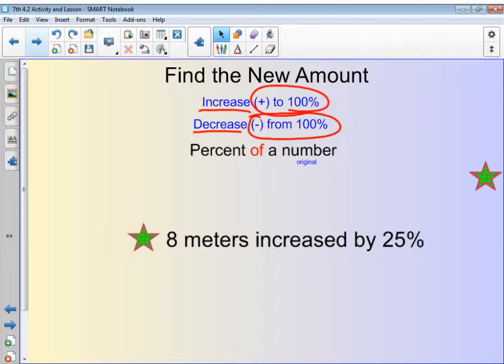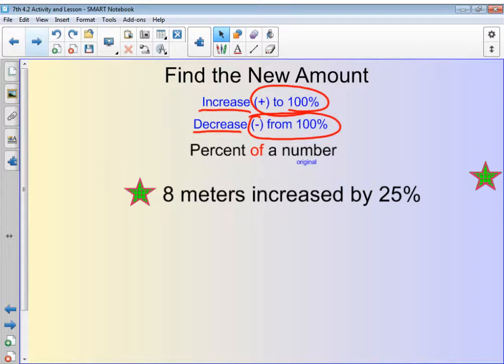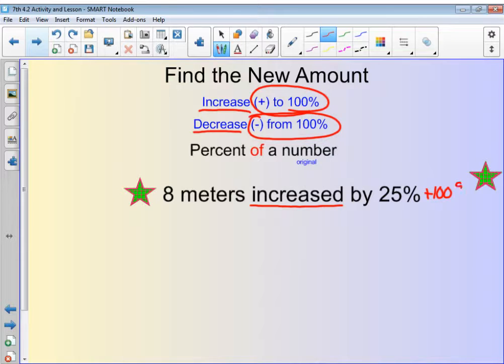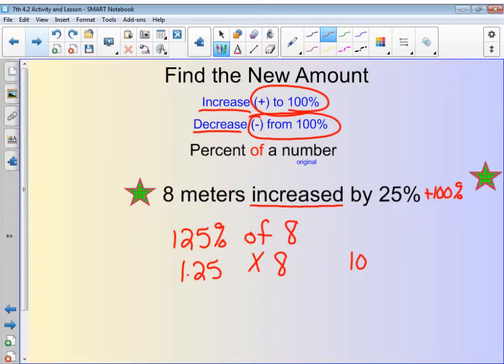Okay, so here we have 8 meters is increased by 25%. So we see the word increased. So that means we're going to add 100% to this. Because we had 100% and then it went up another 25%. So that now gives us a new percentage of 125%. So we want to find 125% of our 8. So we're going to be multiplying that by 8. So our decimal form is 1.25 times 8. So if we do that on our calculator, 1.25 times 8 gives me 10. So I just found out that 8 meters increased by 25% would now be 10 meters.